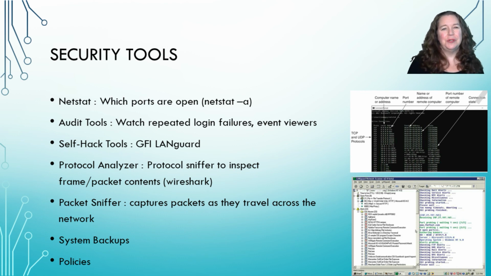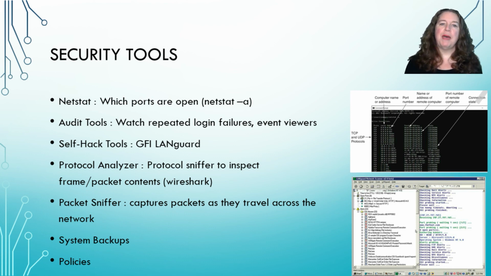Our audit tools, the point of audit tools is to allow you to recognize event viewers and login failures so that you know if you're being hacked, so you know what's going on with your server. There is a tool called GFI LanGuard, which is a kind of self-hack tool that allows you to go in and hack your network, look at your network and see where the vulnerabilities are.